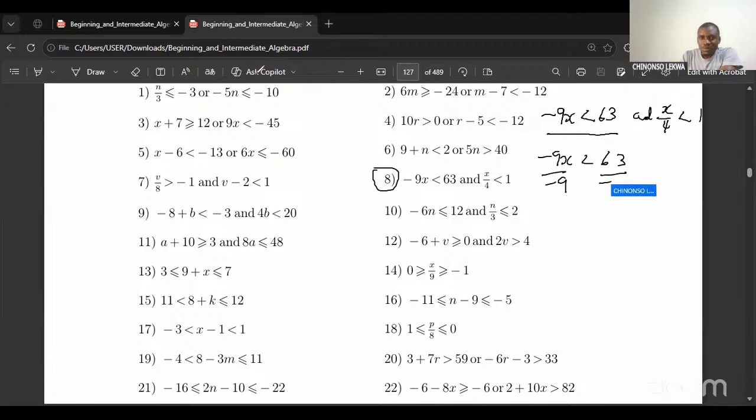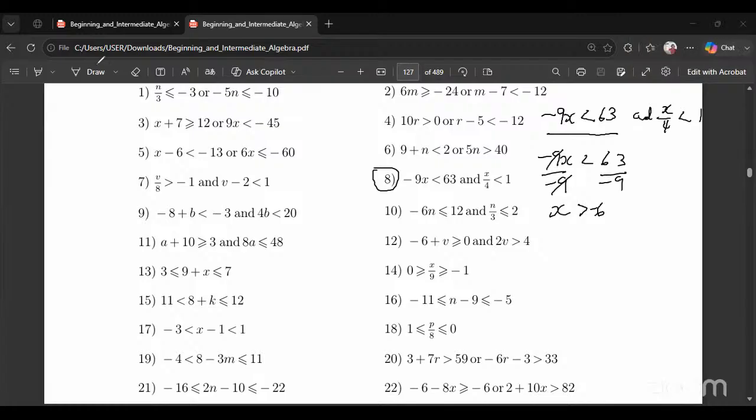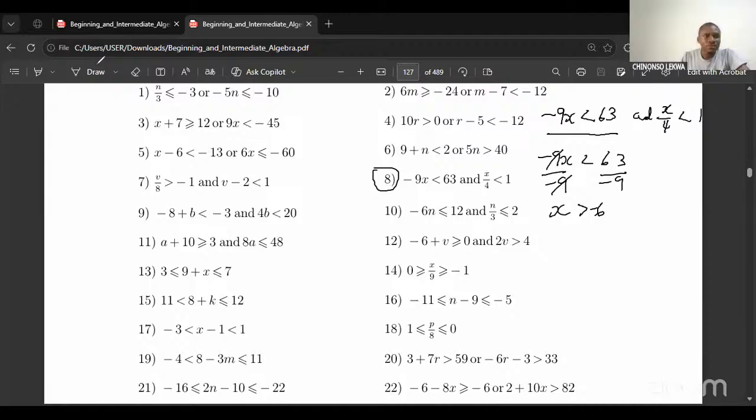Dividing by negative 9, I'm left with x, and then I flip the inequality sign. So that's 63 divided by 9. That should be 6, negative 6. Am I right? That is 7, sorry. Negative 7. Okay, so we've got negative 7 on the one hand.